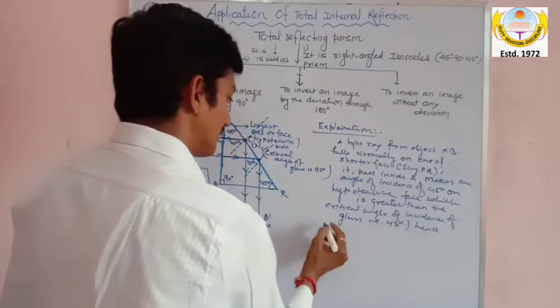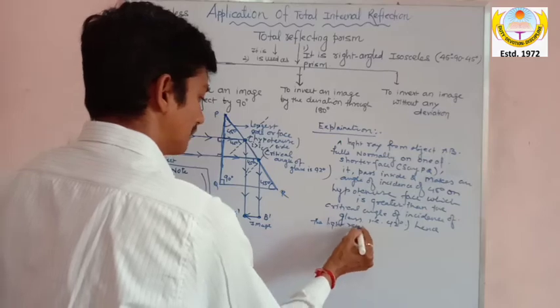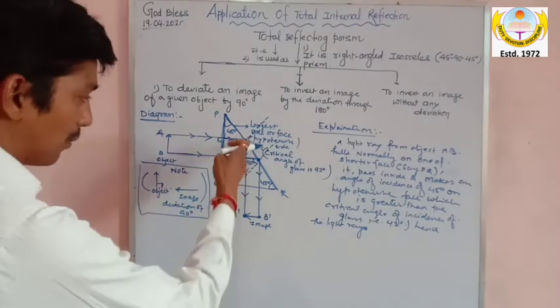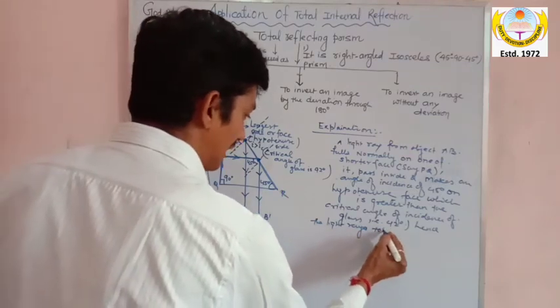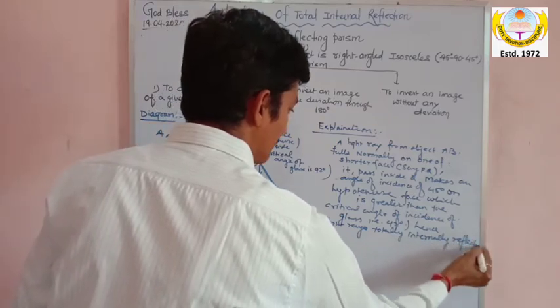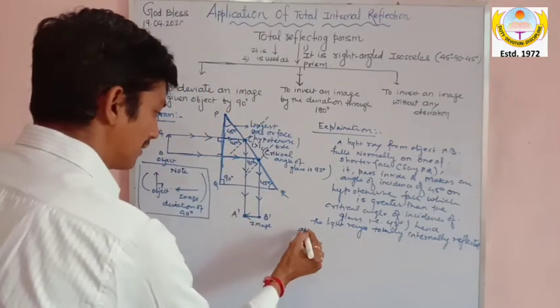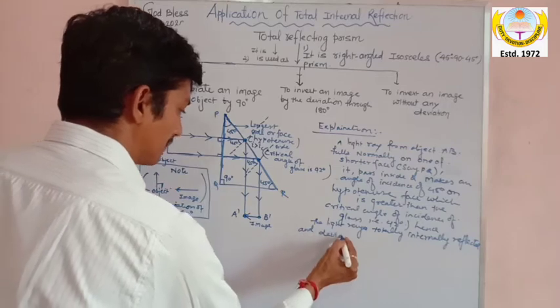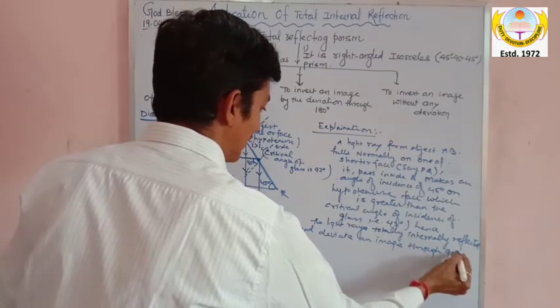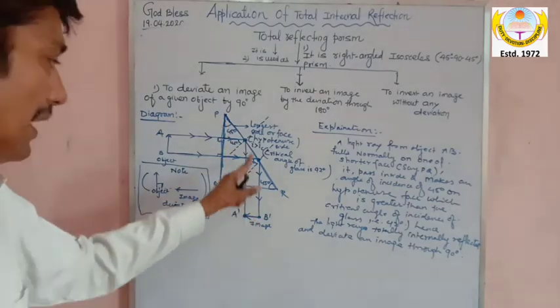Hence my dear, the light rays, you can see, hence the light rays will be, come on, what happened to the light rays? The light rays will be totally internally refracted. You can see what happened after falling. Hence the light rays are totally internally refracted. Am I clear? And deviate the image through 90 degree, and deviate the image while coming through the third face.